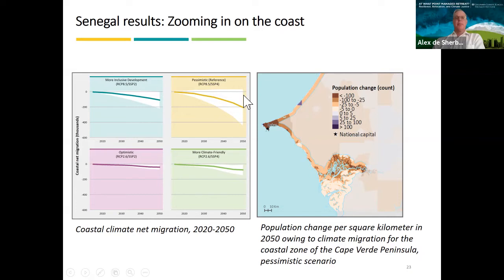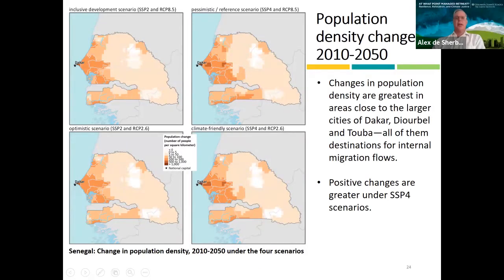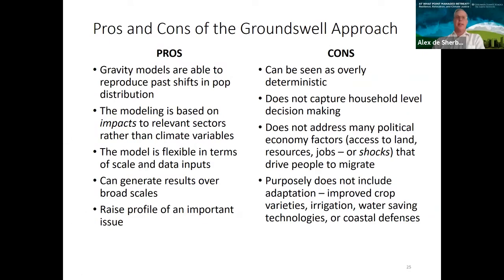I think I'm going to end, but they really are intended to represent conversation starters in these countries. The Groundswell data will soon be available from NASA CDAC, so keep your eyes out for that.